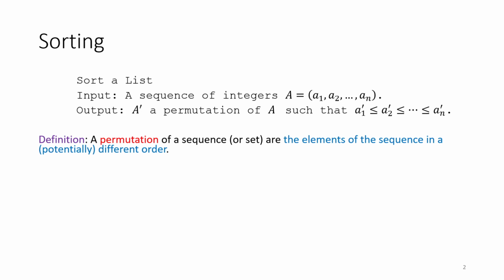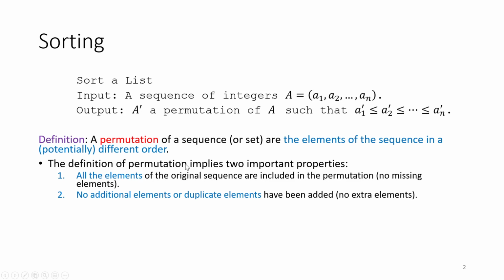Okay, what have I left out? Well, what is this business about a permutation? So here I've got a definition saying a permutation of a sequence, or we can apply it to other things like sets as well, are the same elements of the sequence, but in a different order, potentially. We could leave it in the same order. If we gave you a sorted list, we want you to just leave it alone and give it back to us, right? But the mathematical power that comes with the word permutation is that it means different order. Same things, different order. So really it carries with it the power of two properties.